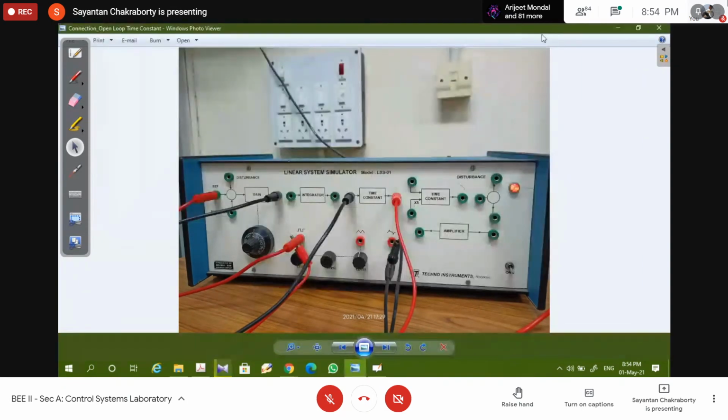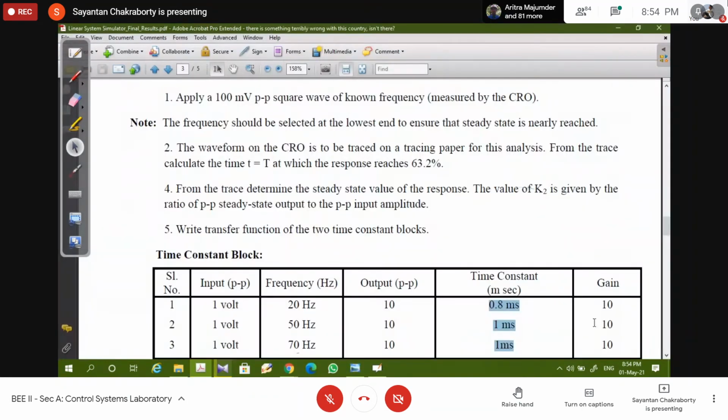So the scaling factor for the block will be 10, and this is the time constant for different frequencies. Okay, 0.8 millisecond, 1 millisecond, 1 millisecond. From that, you obtain the value of K2, the gain, and the time constant.